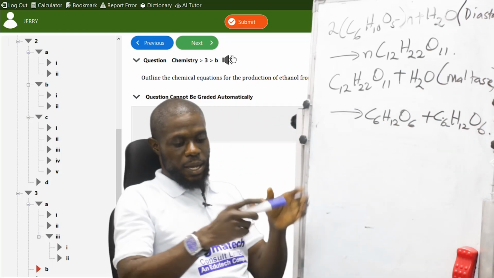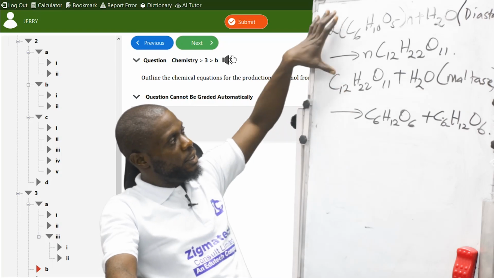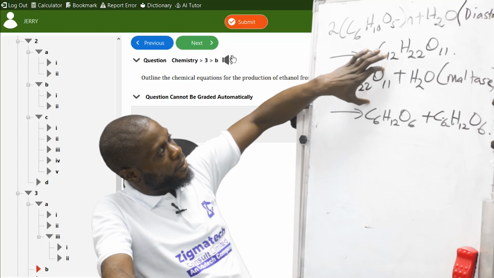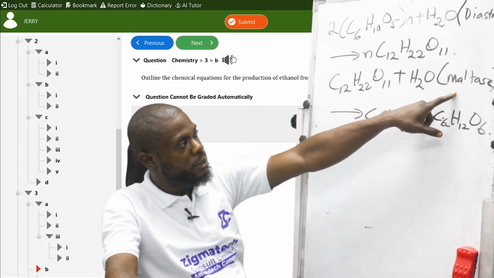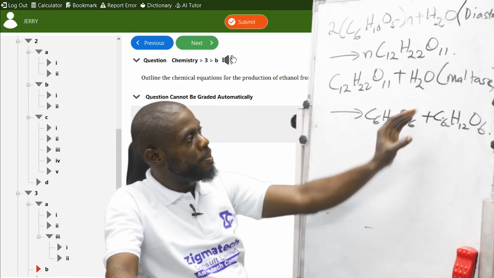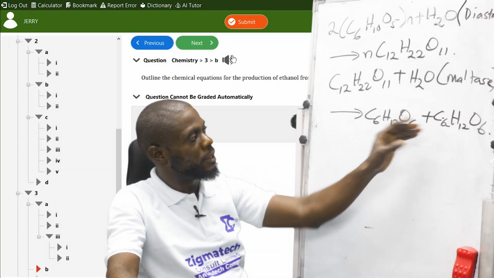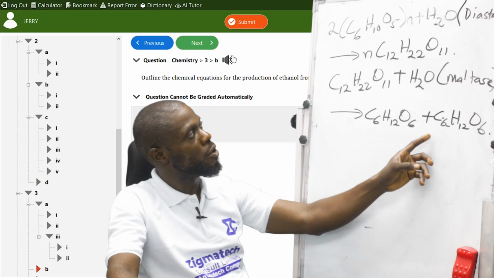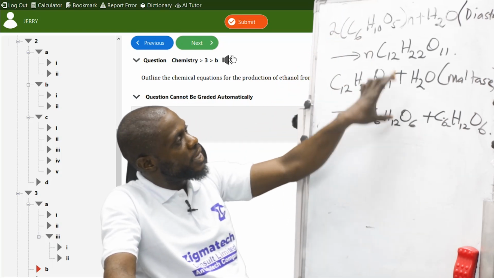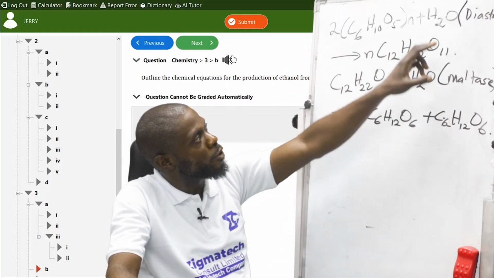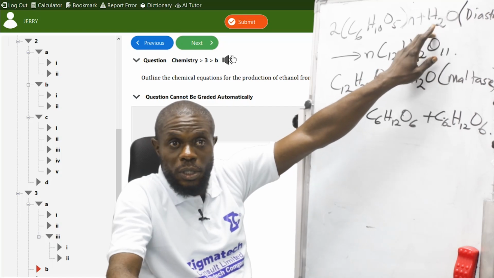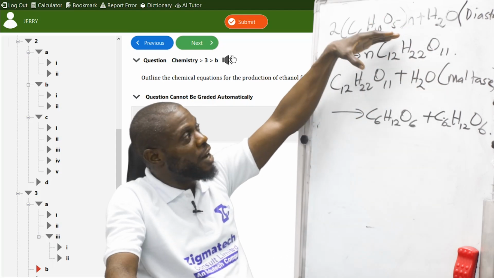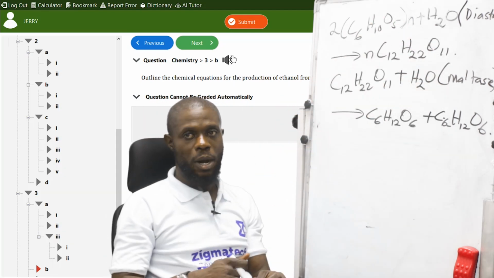Now, if you check, hydrolysis has taken place in this area. Because when the maltase reacts with water, it breaks down, it ferments. It decomposes and gives you what? Glucose and glucose. The first one gave glucose, the second one gave glucose. Why? Because water is being used, as hydrolysis. Water is being used to break down the molecules, to decompose the molecules.